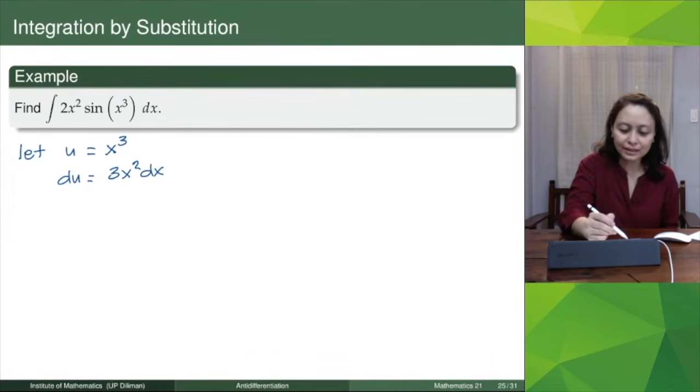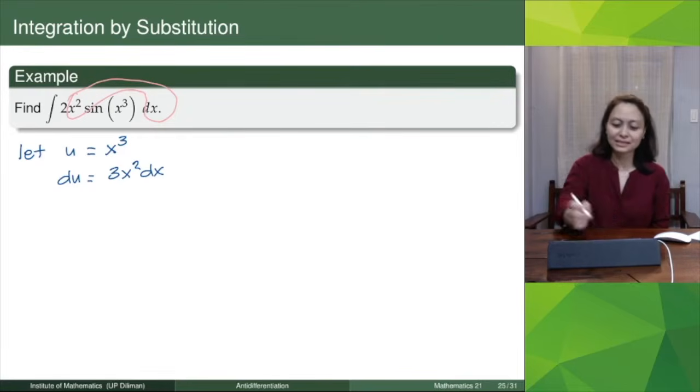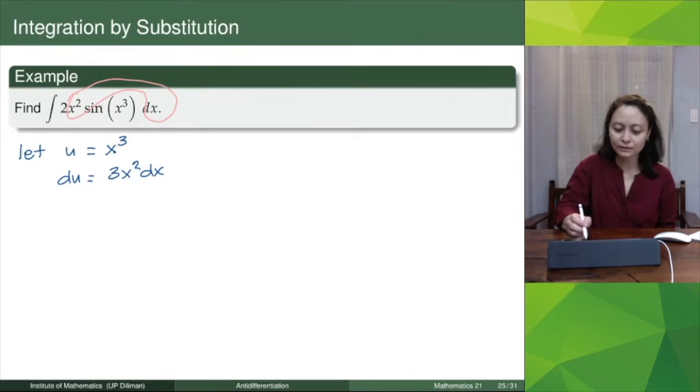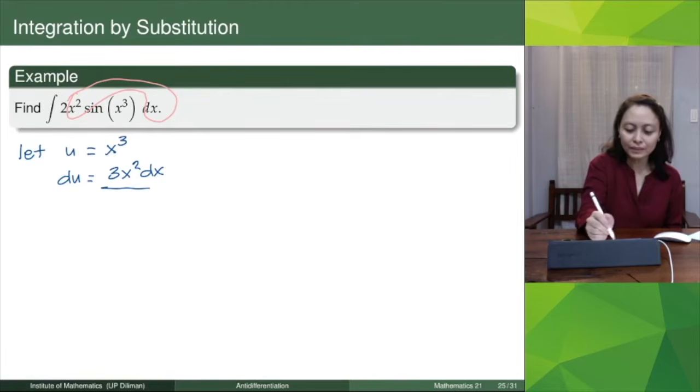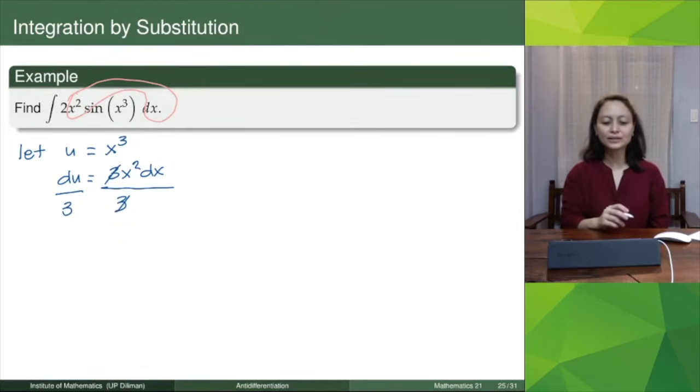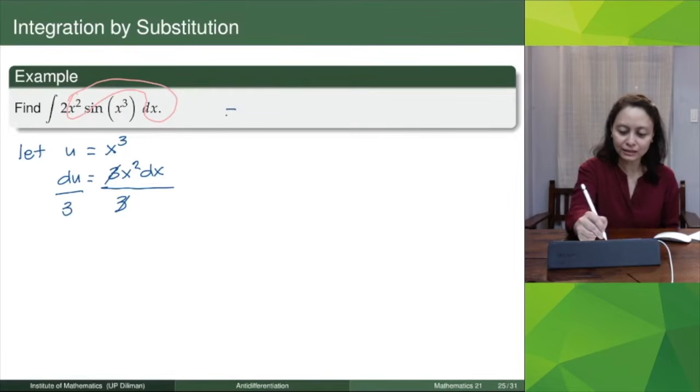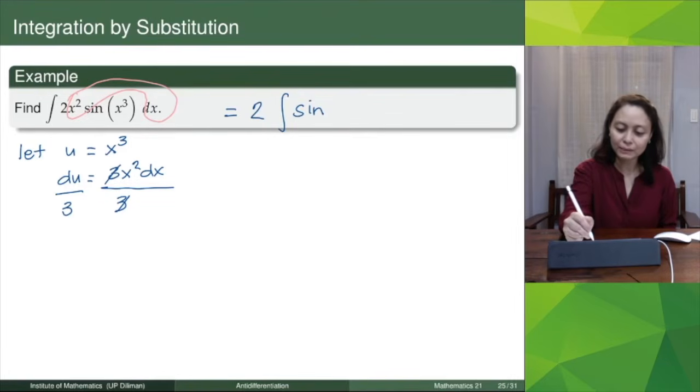Ang meron tayo sa integrand ay x squared dx. Yung 2, pwede nyo namang ilabas dun sa antiderivative. Para makakuha tayo ng x squared dx, we have to divide both sides by 3. Okay, so x squared dx is equal to du over 3. Sige nga, let's try to rewrite the given antiderivative. So, yung 2, ilabas na natin. 2, antiderivative of sine, yung x cubed, papalitan ng u. Yung x squared dx, papalitan natin ng du over 3.